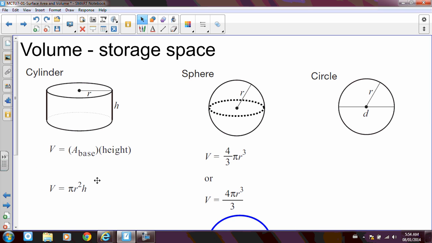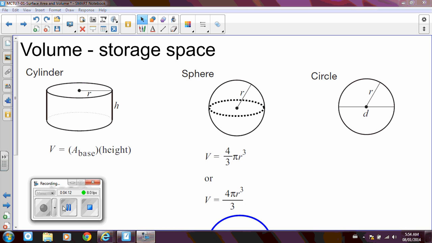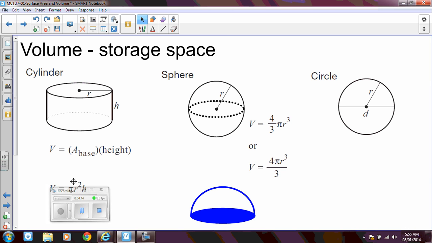When we look at volume, so if we look at volume now, that's the same is not true. So volume is storage space.